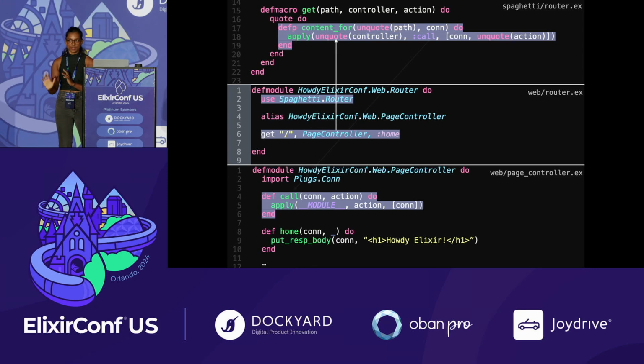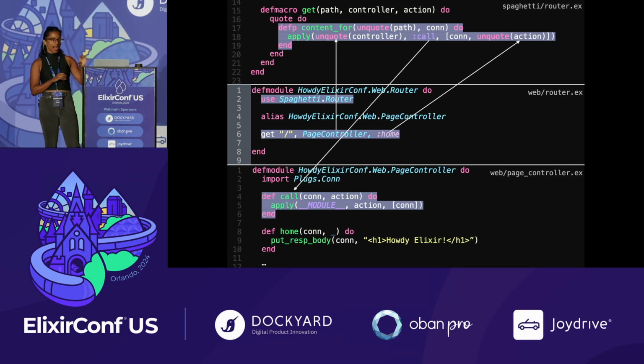Again, side-by-side comparison, because it doesn't make sense unless you see it. The middle piece is where we're using our router, and then we're defining our path. So we have a get with a slash path, and then we have a controller, and then we have some kind of function. And in this case, I call it home because slash is home. And so if I were to correlate those two pieces of code, the spaghetti router with our router, basically page controller is what gets applied.